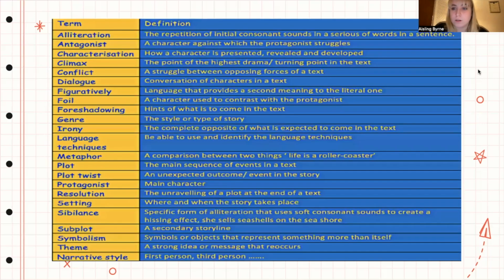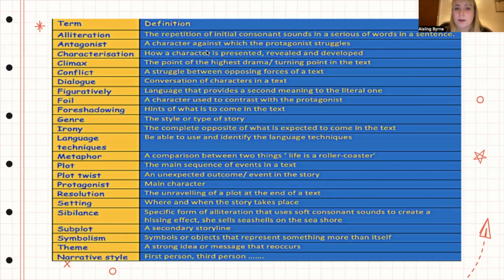So just moving on to this box I have of terms and definitions. This is the sort of language we need to be using when we're talking about fiction. So alliteration, this one comes up in poetry as well: the repetition of initial consonant sounds in a series of words in a sentence. Antagonist: a character against which the protagonist struggles. So this is the anti-hero, the villain of the story.